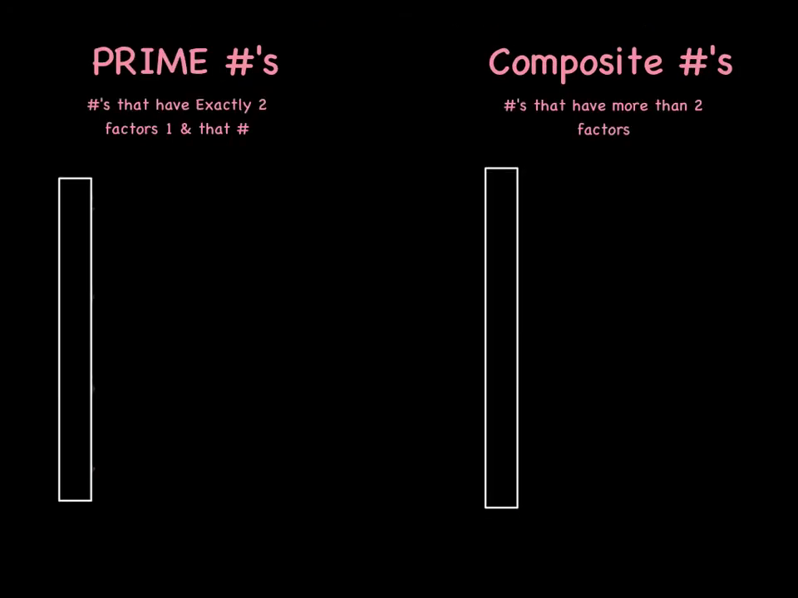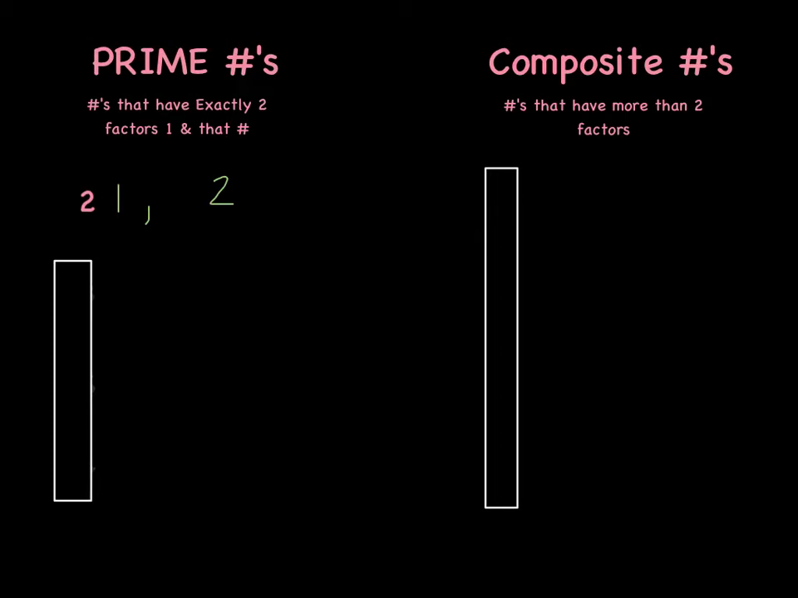Okay, now we're going to talk about some very special types of numbers. We're going to talk about prime numbers and composite numbers. Prime numbers are numbers that have exactly 2 factors, 1 and that number. For example, the number 2. Let's look at the factors of the number 2. The factors of 2 are 1 times 2, and that's it.